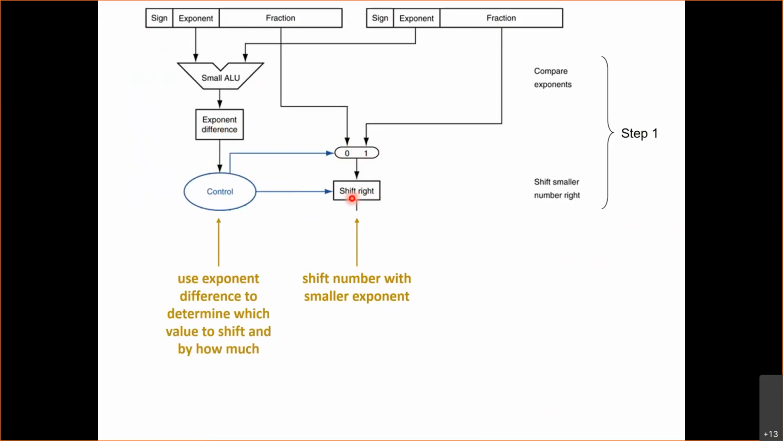So now what we have is the fraction of the smaller exponent, now shifted. What about the fraction of the larger exponent? Do we do anything to that, or do we keep it the same, keep it as is?